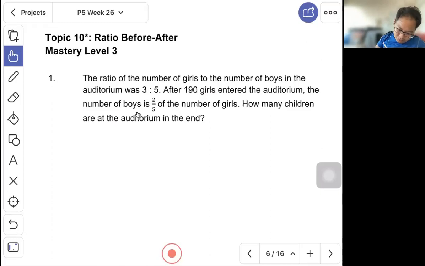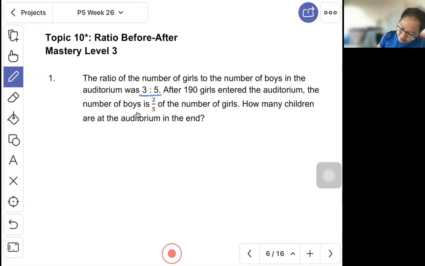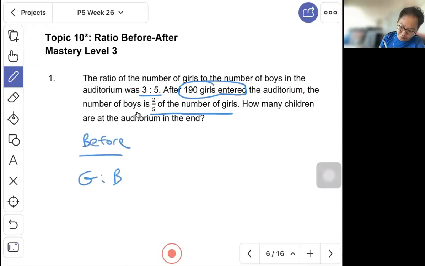Okay, question one. So you say the ratio of the number of girls to the number of boys in the auditorium was 3 to 5. So after 190 girls enter, the boys is 2 over 5 the number of girls. How many children are at the auditorium in the end? So before that, girl to boy is 3 to 5. So after that, the girl to boy is 5 to 2.